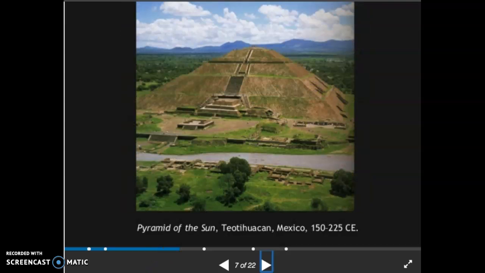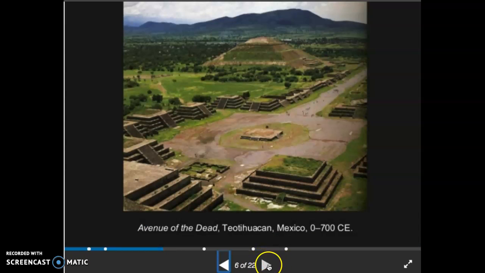Yeah, so just try to imagine this at its peak in the year 600 with about 2,000 apartment complexes placed on a grid system, all centrally located around this Pyramid of the Sun.